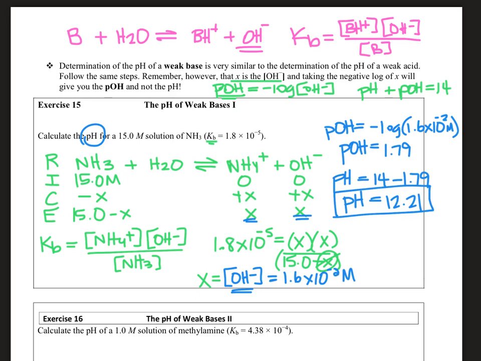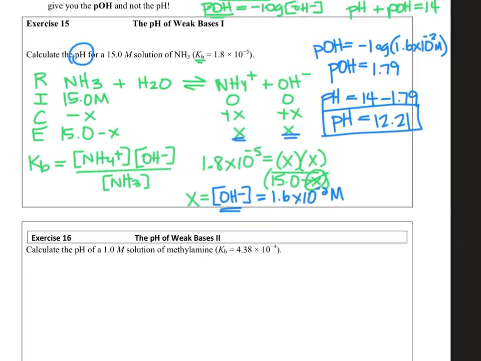So 12.21. Obviously, that should make sense, because if this is a weak base, my pH should be over 7. If we put pH is negative 1.79, that would be a big clue that something was wrong, because that would be indicating that this was an acid. We're solving for a base. So use your answer and think about if your answer makes sense before you just stop working, okay? So essentially that gives us our answer of what we were looking for.